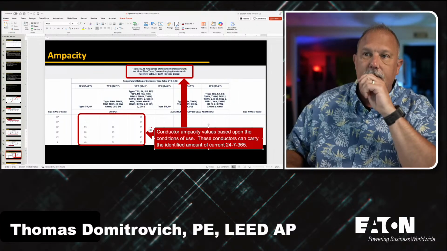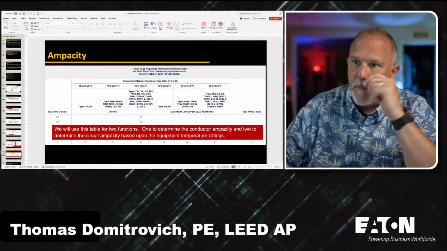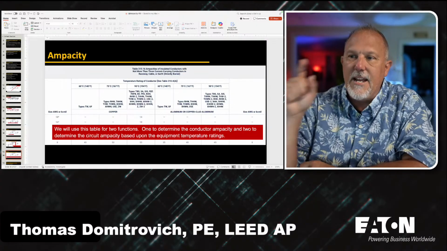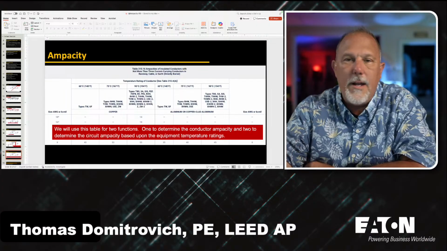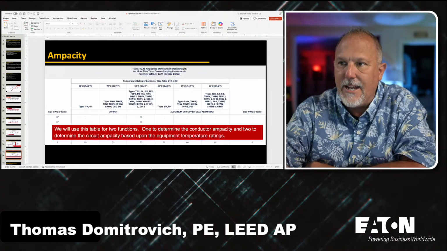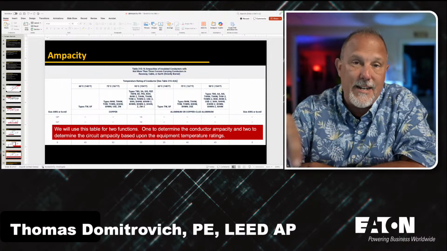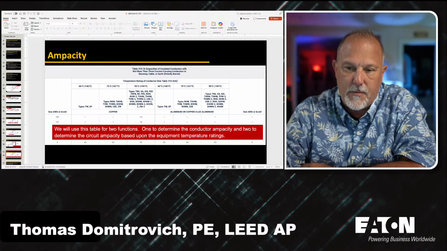All right, we're going to use this table. Unfortunately, we use this table for 2 functions: 1, to determine the conductor ampacity, and 2, to determine the circuit ampacity based upon the equipment temperature ratings.